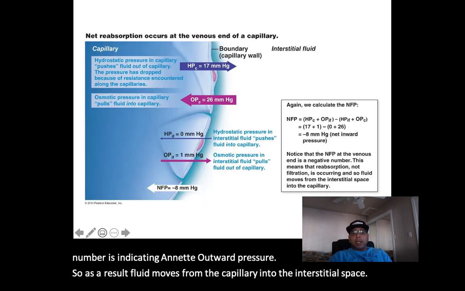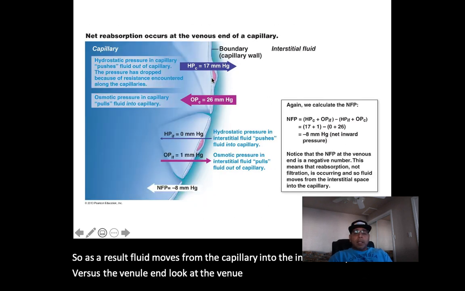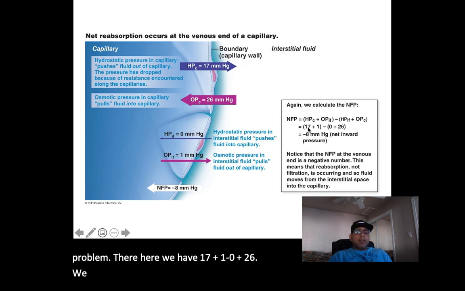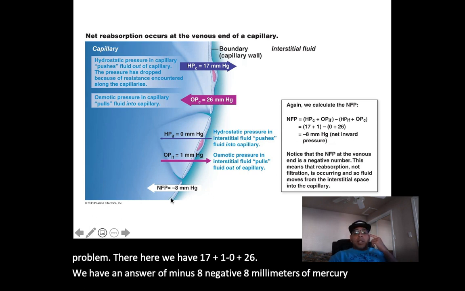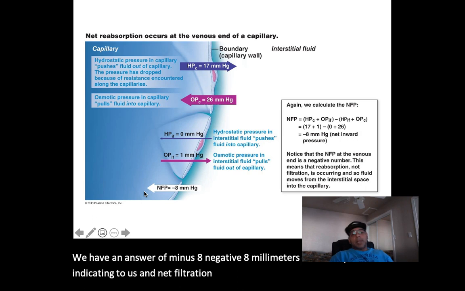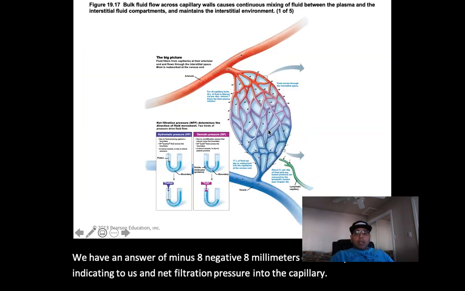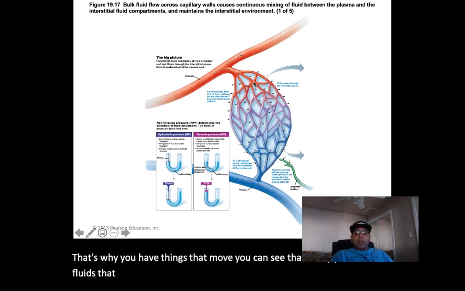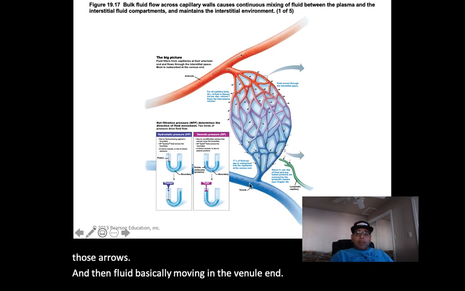Versus the venule end. Look at the venule end. We'll do the same exact problem there. So here we have 17 plus 1 minus 0 plus 26. We have an answer of negative 8 millimeters of mercury. So that's indicating to us a net filtration pressure into the capillary. That's why you have fluids that move out at the arterial end, as indicated by those arrows, and then fluid moving in at the venule end, and then eventually into the venule.